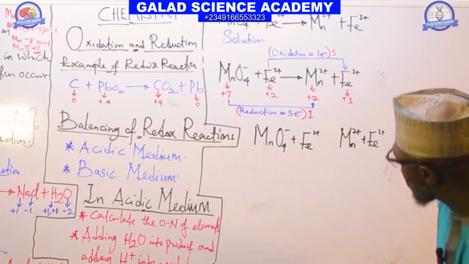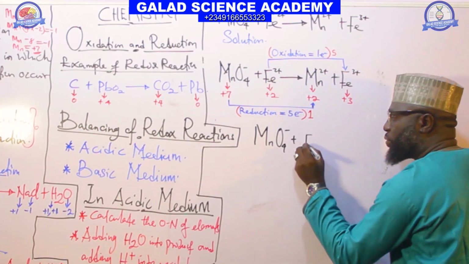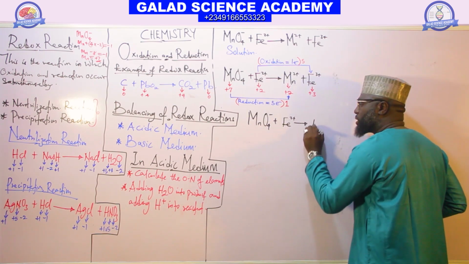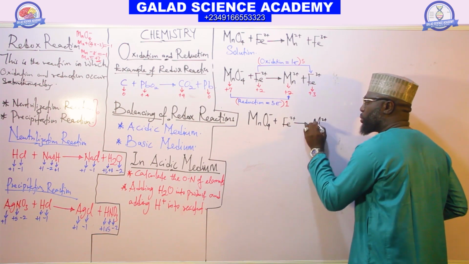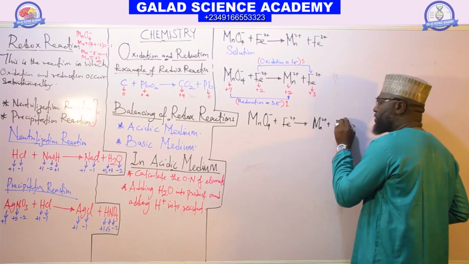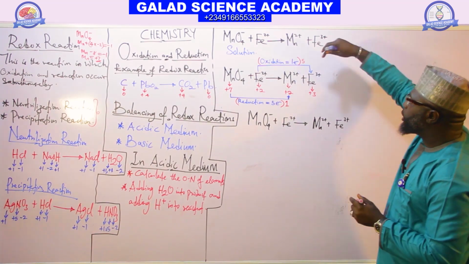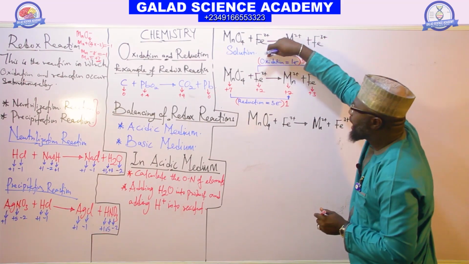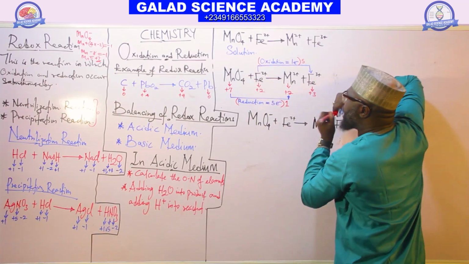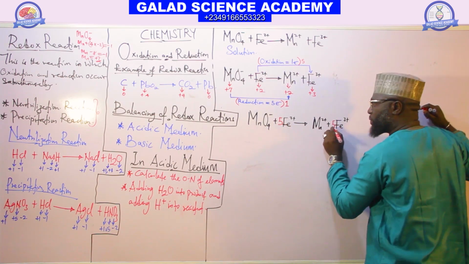I need space. Let me create more space. So this iron, then here we have Mn2 plus, then here we have Fe3 plus. Good. What do we use to multiply oxidation? 5. And iron is oxidized, so 5 multiplied by the oxidation, which is 5. Iron, you will now put 5 here. Then we also put 5 here. Good.